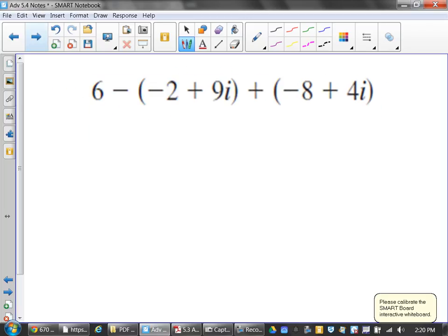All right. Now, ladies and gentlemen, I won't have to say this twice. The 6 is part of the problem. So it is 6 minus the quantity -2 plus 9i plus the quantity -8 plus 4i. I was distributing the negative, not the 6. If it was a -6, the 6 would be right next to the parentheses. Okay. Take a second and try that.